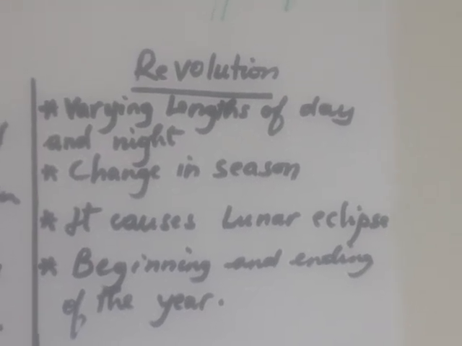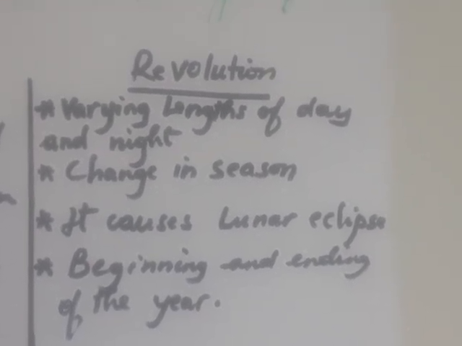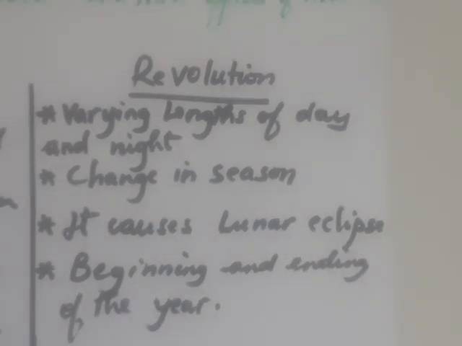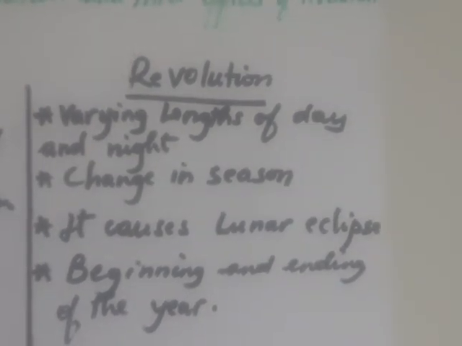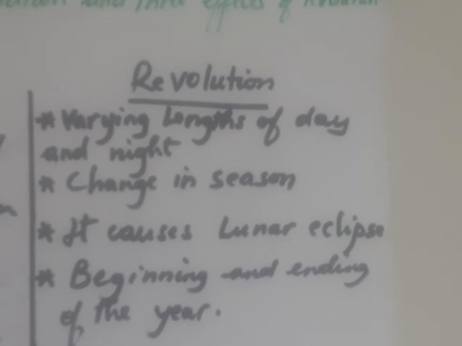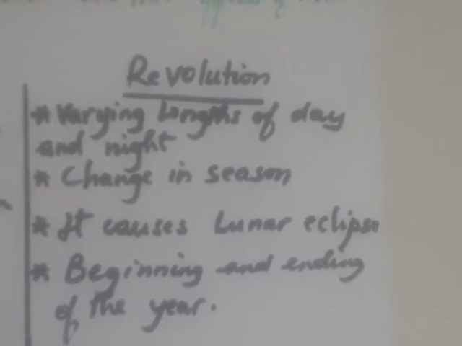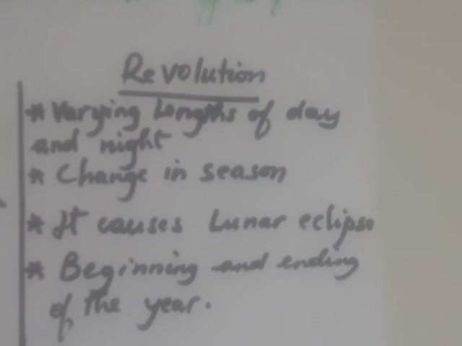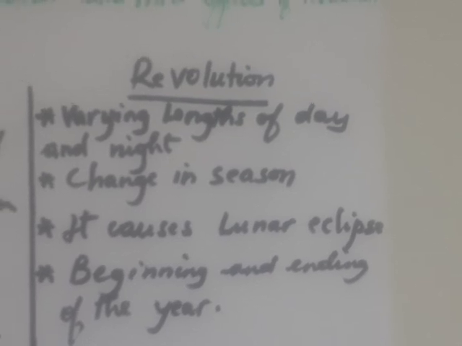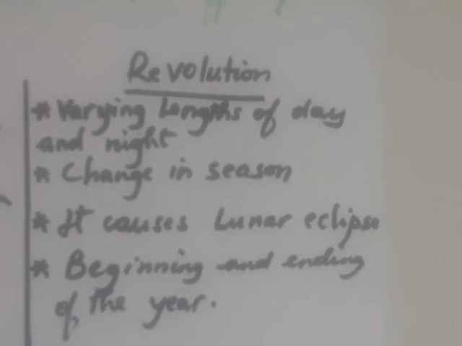We have also change in season. We shall be having 4 seasons: spring season, autumn season, summer season, and winter season. It also causes lunar eclipse. This lunar eclipse occurs when the earth comes between the sun and moon, where the light of the sun will be blocked by the earth, and we shall be having this lunar eclipse.